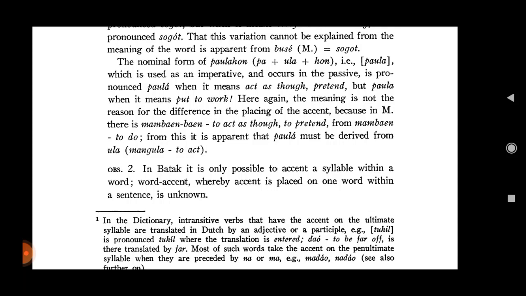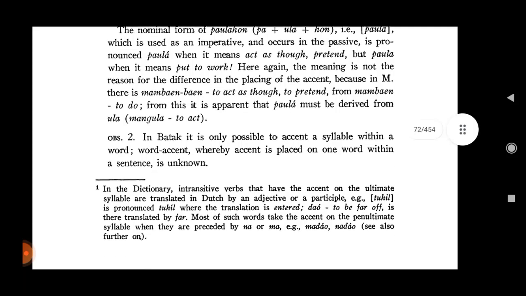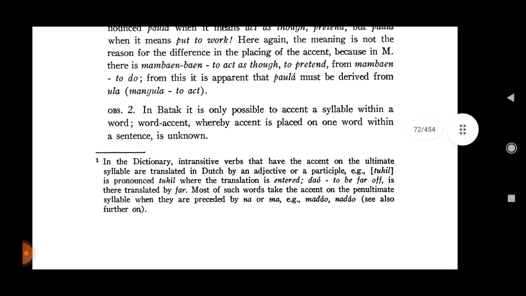The nominal form of paulahon, i.e. paula, which is used as an imperative and occurs in the passive, is pronounced paula. When it means act as to be tend, but paula it means put to work. Here again, the meaning is not the reason for the difference in the placing of the accent, because in mandaling there is mambain to act as though, to pretend, from mambain to do. From this, it's apparent that paula must be derived from gula, mangula, to act.